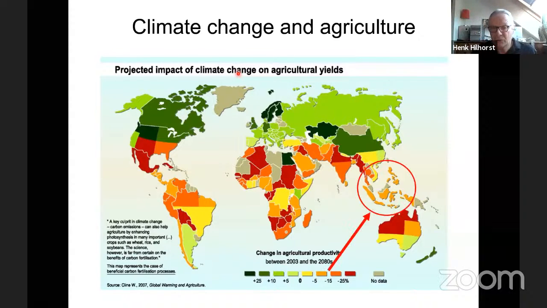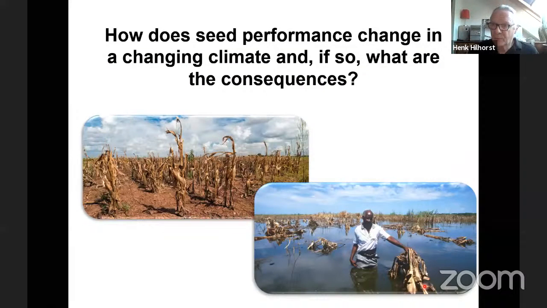As you can see, your country is also in danger, and the projected decrease in yield is something around, let's say, 10%, which is a lot for major crops like rice and wheat. So how does seed performance change in a changing climate? And if it is changing, what are the consequences? That is a focus of many seed biologists nowadays: to see what the consequences of climate change are and what we can do about it to preserve seed quality, crop quality and yield.